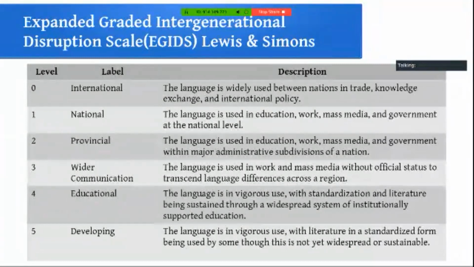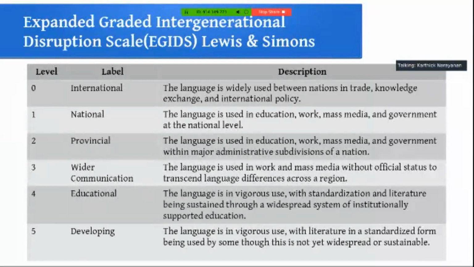Provincial languages are those that we find in states: Bangla, Marathi, Tamil, Telugu, and Malayalam. Wider communication is something that is not common in India, but, for example, a non-standard variety that a lot of us can speak and understand with each other is a language used for wider communication. There is also a language that we use only for educational purposes, which we can find in a few nations, and there are languages that are developing, where the safe to the endangered range is marked. If you look at developing, the language is in vigorous use, with literature in standardized form being used by some, though this is not widespread and sustainable.